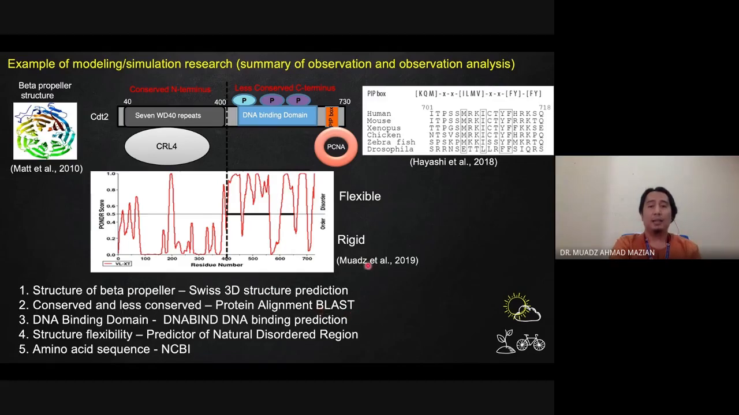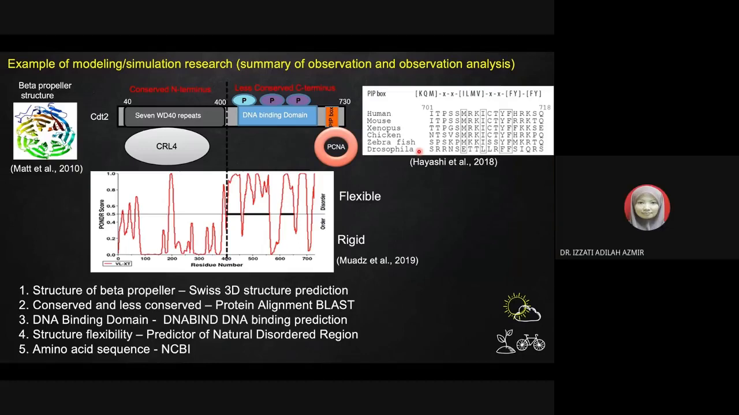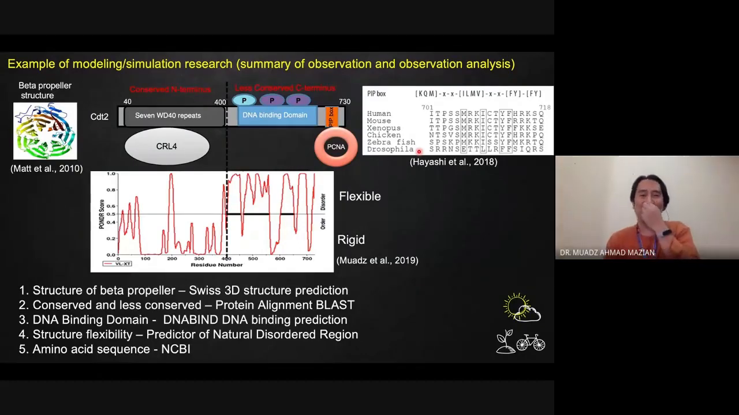Okay. So bila I BLAST, it comes out like this. So ada certain part of the protein yang conserved. Dalam human dia conserved, mouse, chicken, xenopus ni frog lah, zebrafish, drosophila ni apa drosophila ini? Lalat tu, I don't know, lalat buah. So thank you Dr. Izzati, lalat buah. Okay, Drosophila.